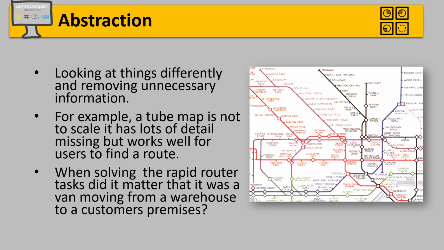You did this a little bit when you were doing the Rapid Router tasks. You probably weren't thinking about the fact of vans going from a warehouse to a customer's premises. You were just looking at the patterns on the road and the blocks that you had available to you. So this is something that we'll often do without even really thinking about it.